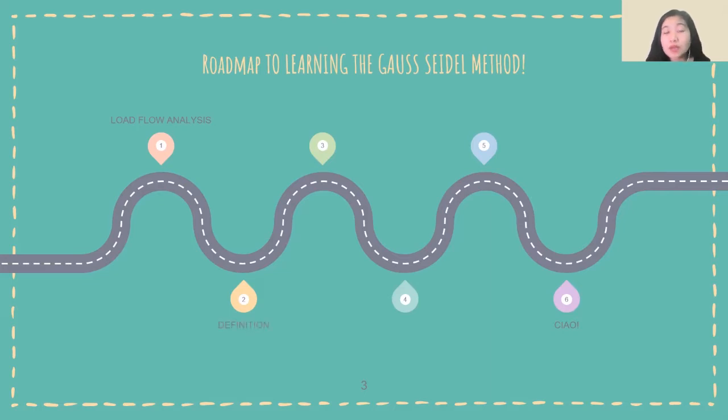Next up is the definition of our Gauss Seidel method, to know what it really is and its connection specifically to our load flow analysis. And of course, next is the derivation of our formula. In our topic for today, we would be dissecting the formula: where it came from, its origin, and how we came up with the formula to be applied to the Gauss Seidel method under the load flow analysis.